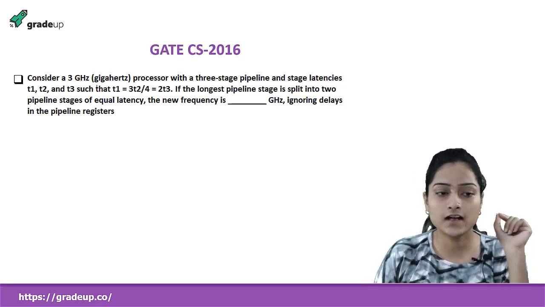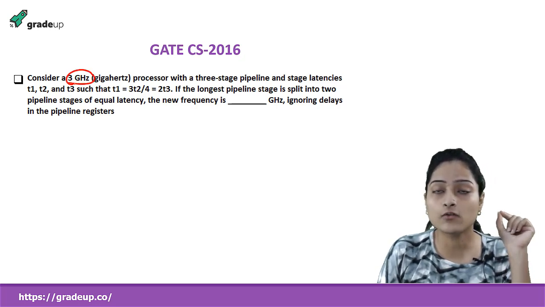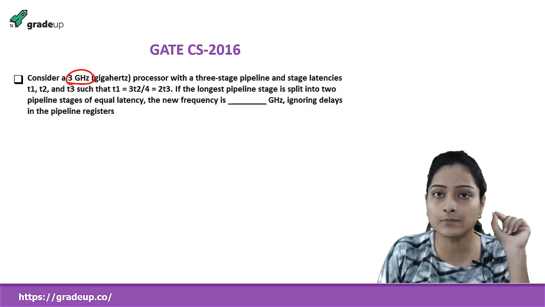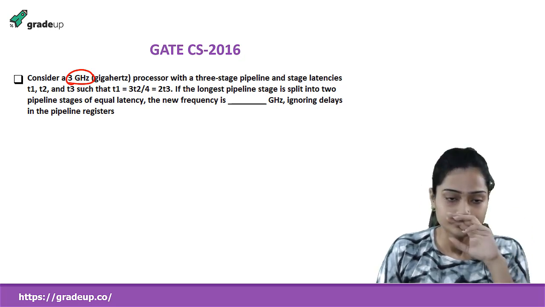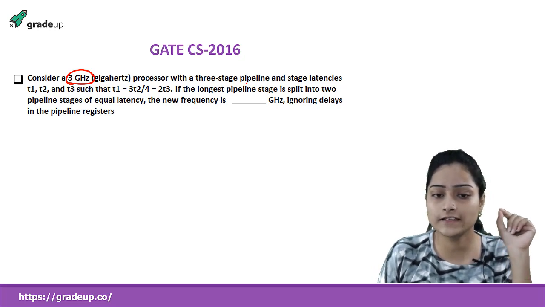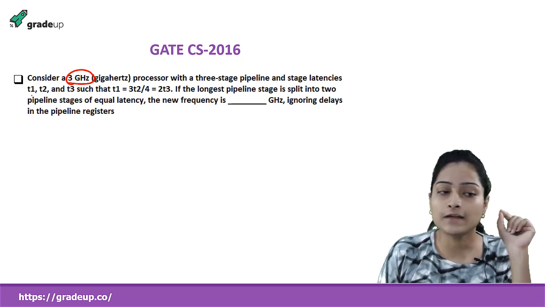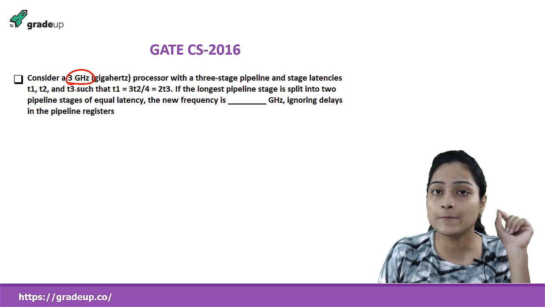Consider a 3 GHz processor with a 3-stage pipeline. What this 3 GHz means is that we are applying a clock of frequency 3 GHz for the functioning of the pipeline. With a 3-stage pipeline, our pipeline is going to have 3 stages, and the stage latencies are T1, T2 and T3. We are provided with the delays, or the time every stage is going to take for processing, which is T1, T2 and T3.